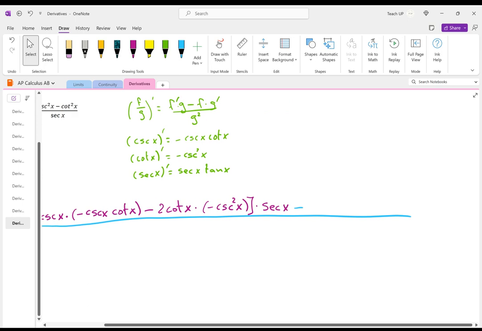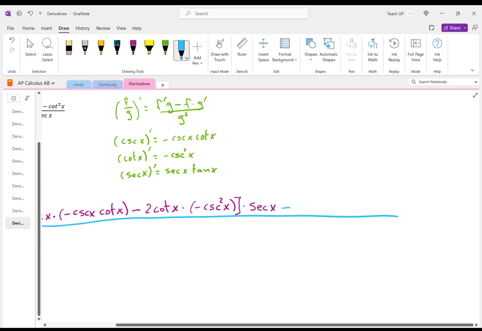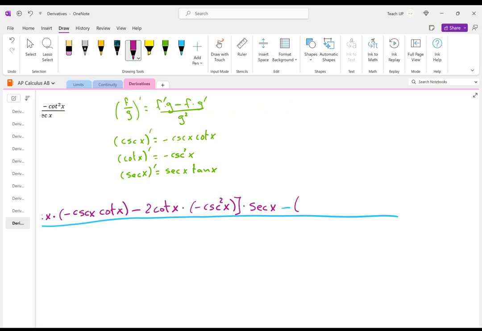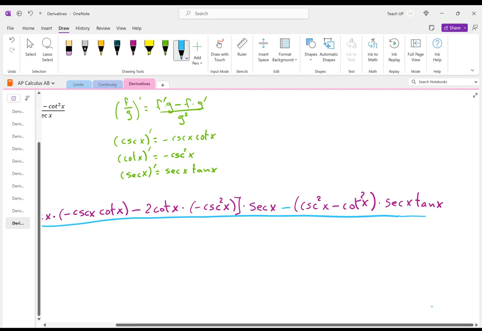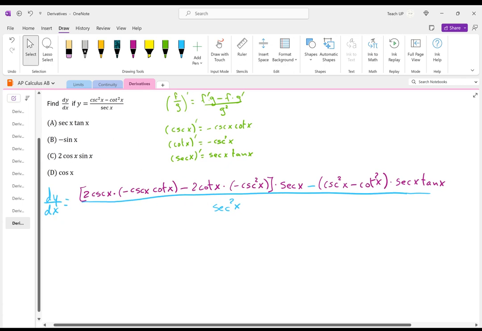All right, so that was the first part, minus. Now we're going to take the function we had in the numerator, which was the cosecant squared of x minus the cotangent squared of x. And now we're going to multiply this by the derivative of the secant, which is the secant of x times the tangent of x. And everything will be divided by the square of the secant. All right, this seems messy, but these types of problems usually will simplify very nicely.